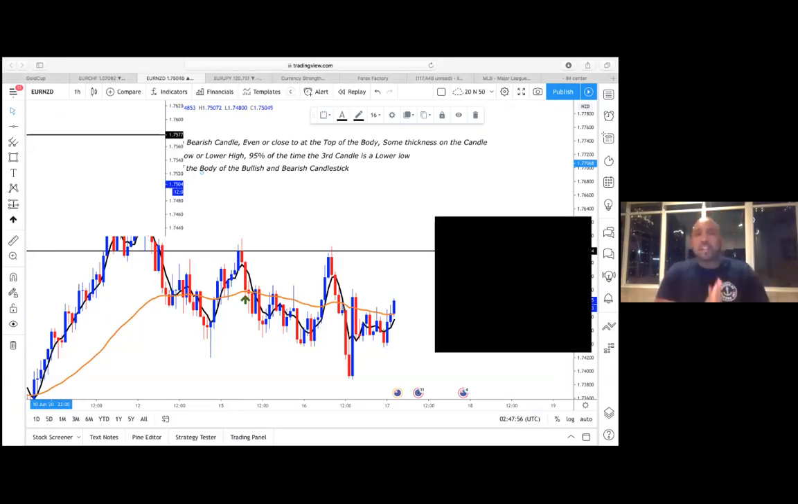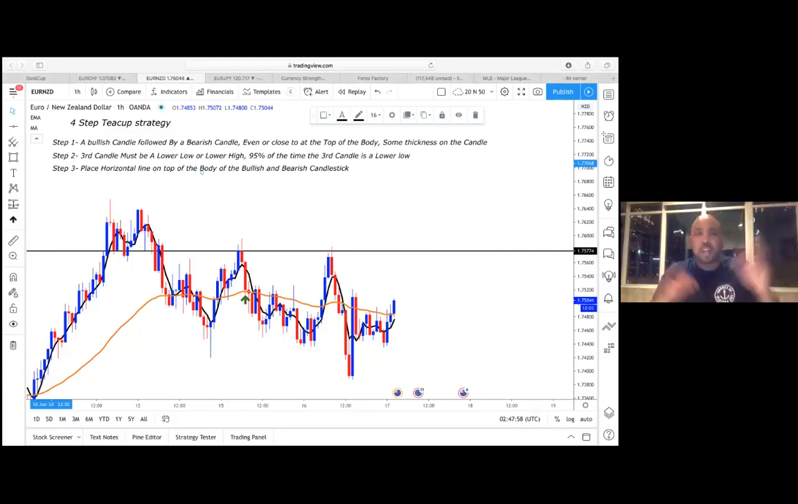So everybody understands how we got from 1 to 3. First step, you're looking for a bullish candle followed by a bearish candle. Even though close to at the top of the body, you want some thickness on your candle. That means you want some meat on the candle. Step number 2, the third candle that my arrow's pointed to must be a lower low or a lower high. So that means if the third candle is a red candle, which usually everybody uses a red candle for the bearish candle, it has to be lower than the previous red candle. That makes it a lower low.